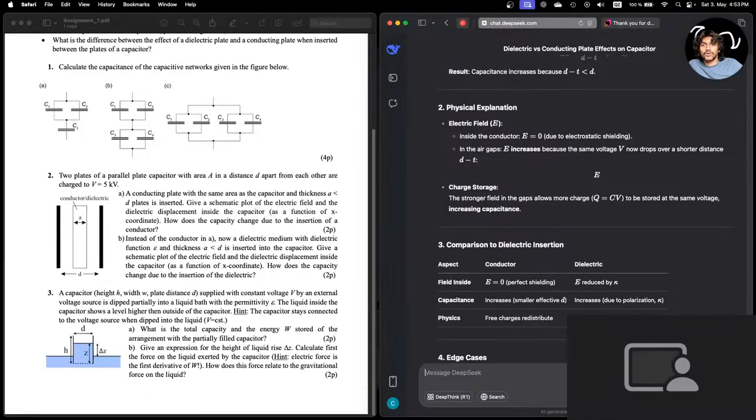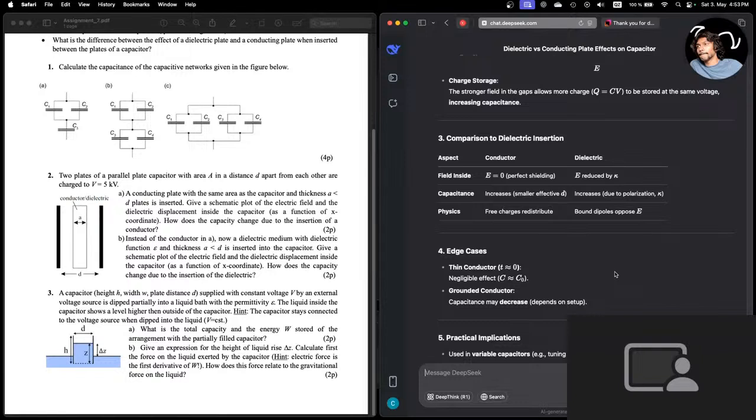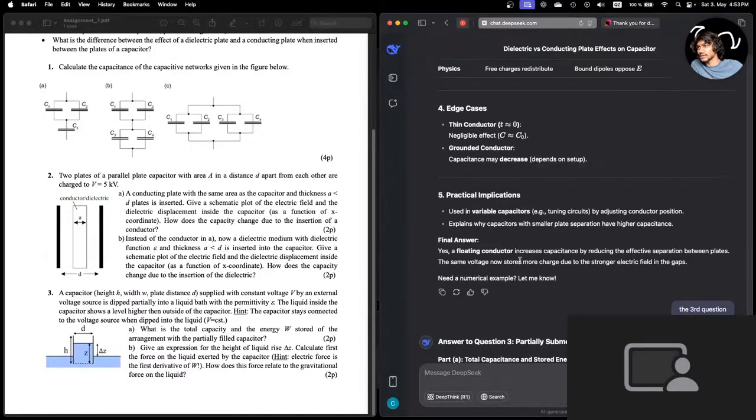Man, I want to smoke one right now. I'm not tired. I'm just so. Oh, thin conductor. Capacitance may decrease. Depends on the setup. Okay. Okay, don't need to be so harsh. Okay.